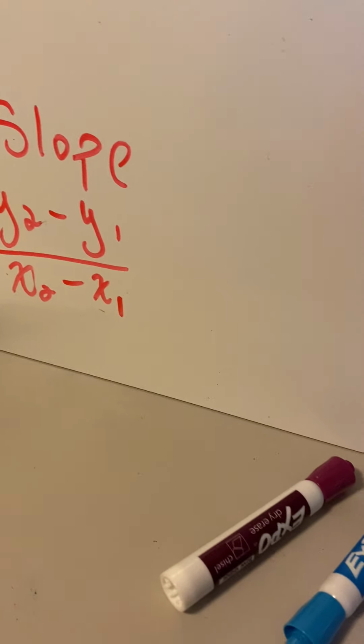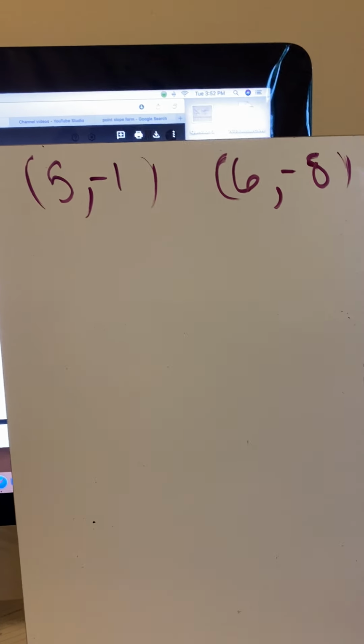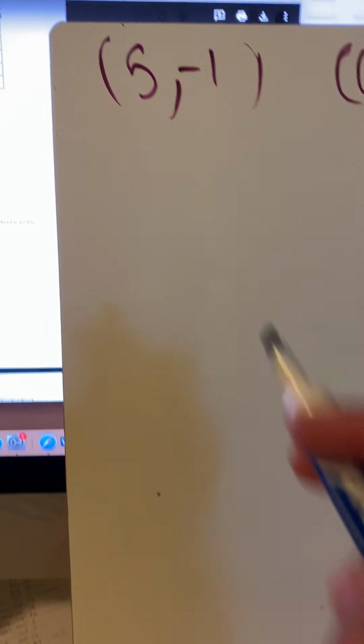The points are 5, -1 and 6, -8. I'm saying that because those are the 2 points. All right. Sorry about that. Those are the 2 points they give us, and we've got to write an equation from those 2 points. First things first, we have to find the slope.